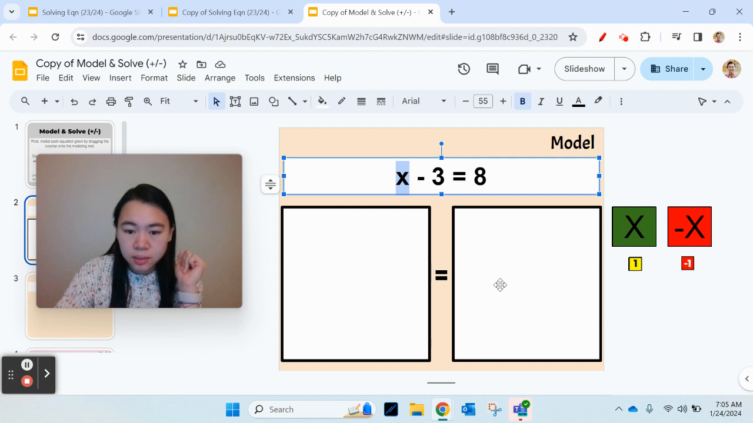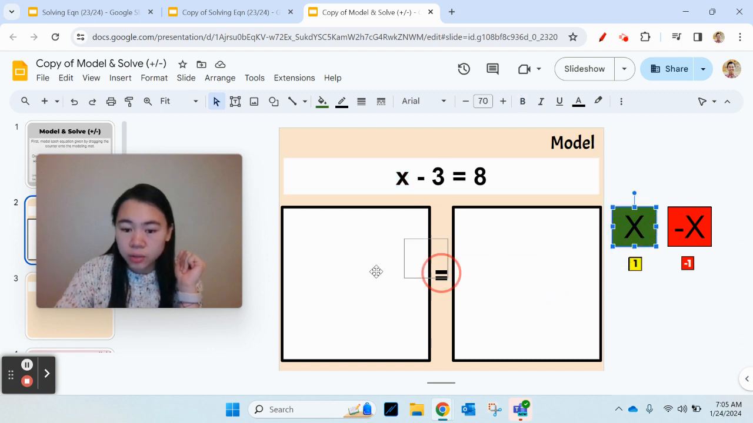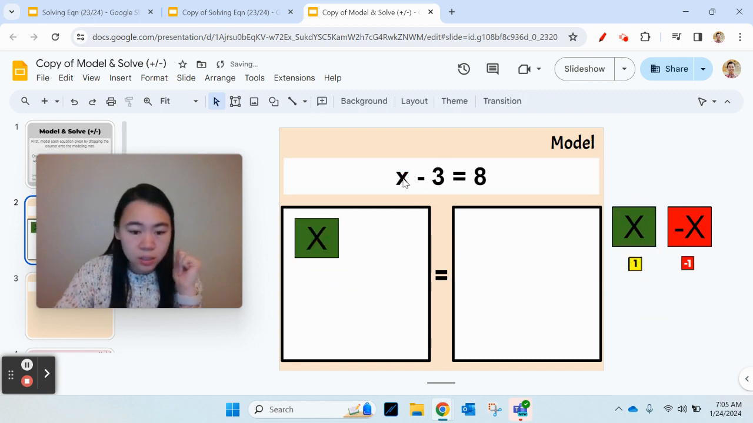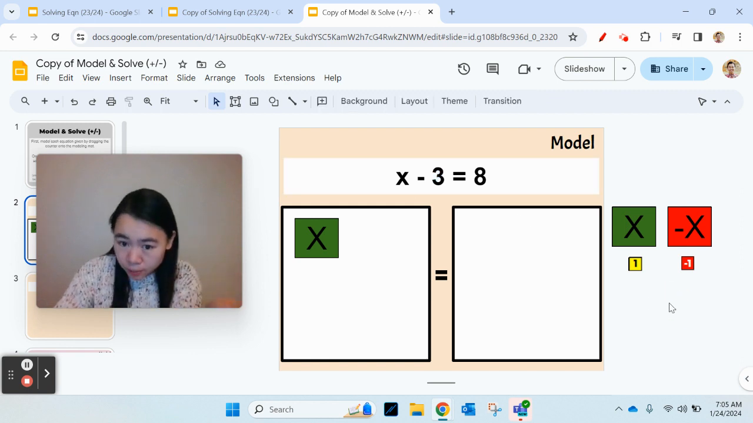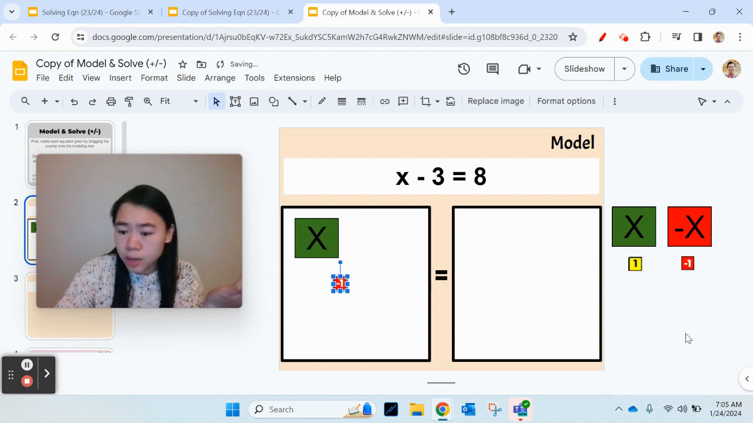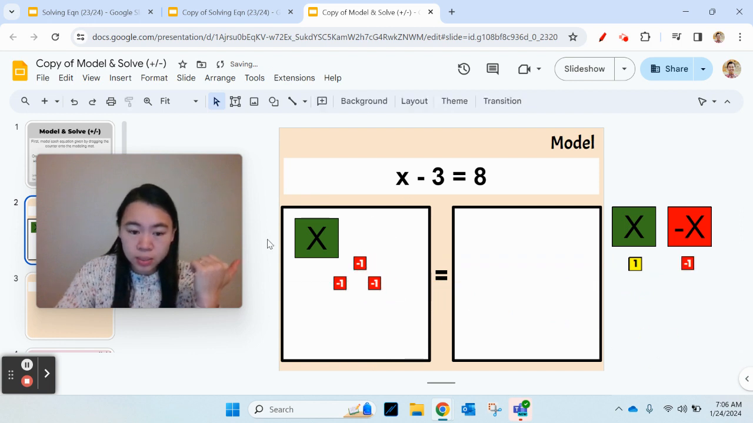So x. I'm going to drag this green x because I have one x. It's positive. It doesn't say minus x. Just one positive x minus 3. A lot of people want to say we then drag 3 red negative x's, but this is not minus 3x, just minus 3. So I'm going to drag these negative ones. So x minus 1, x minus 2, x minus 3. Does everyone see this x minus 3 represented right here?